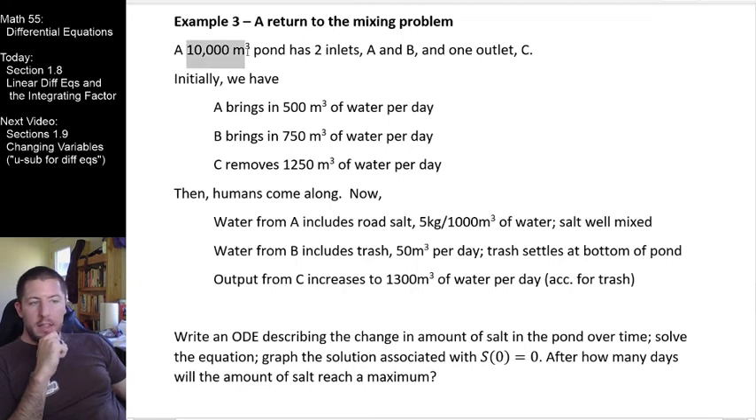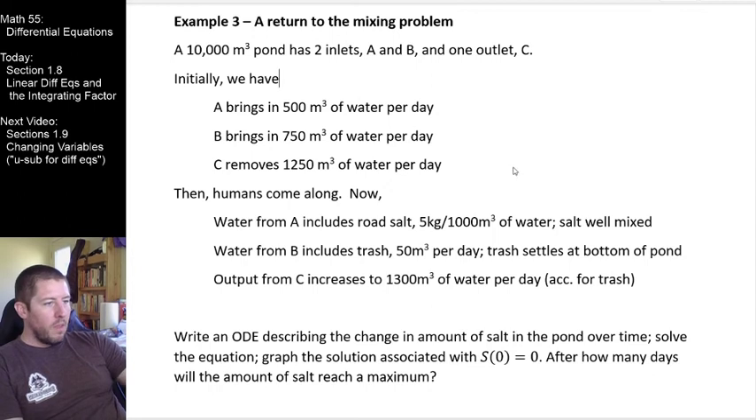We have a pond, and this pond has a volume of 10,000 cubic meters. That's actually kind of a lot in a sense. Maybe it's not a huge pond, but that's an unbelievable amount of water in another sense. There are two inlets going into this pond, which we'll call A and B, and one outlet C. So if I'm going to draw myself a little pond here, I've got my one inlet here, A. I've got another inlet here, B. They're going into the pond.